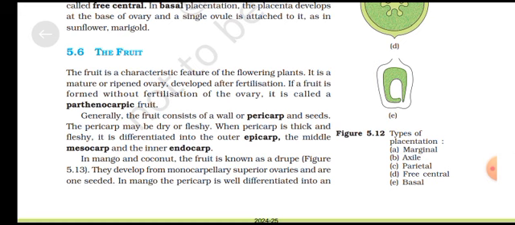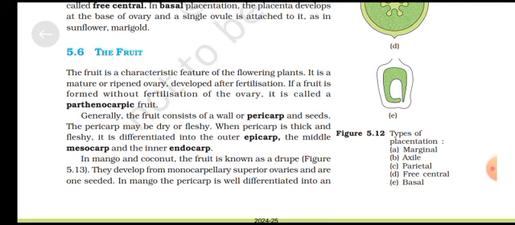The fruit. The fruit is a characteristic feature of the flowering plant. It is a matured or ripened ovary developed after fertilization. If a fruit is formed without fertilization of the ovary, it is called a parthenocarpic fruit. Generally, the fruit consists of a wall or pericarp and seeds. The pericarp may be dry or fleshy. When the pericarp is thick and fleshy, it is differentiated into outer epicarp, middle mesocarp, and inner endocarp. In mango and coconut, the fruit is known as a drupe.